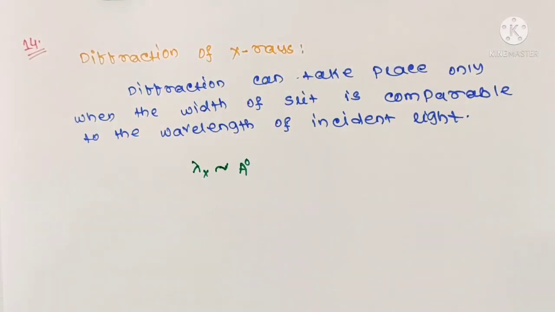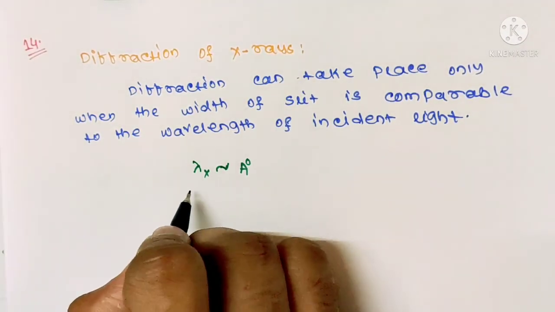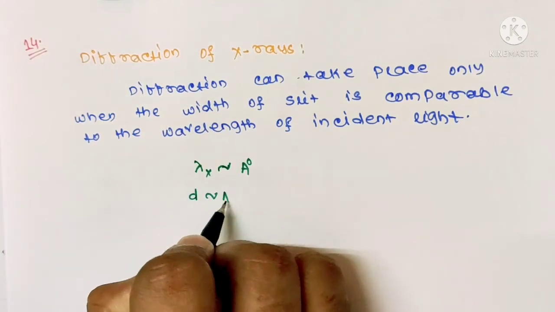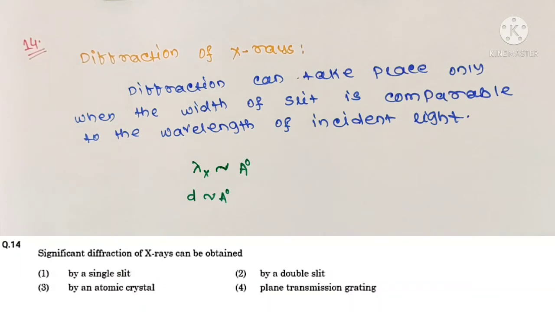and we know the interplanar spacing has a width of the order of angstrom in an atomic crystal. So this significant diffraction of X-rays can be obtained by an atomic crystal. So your correct option is option 3.